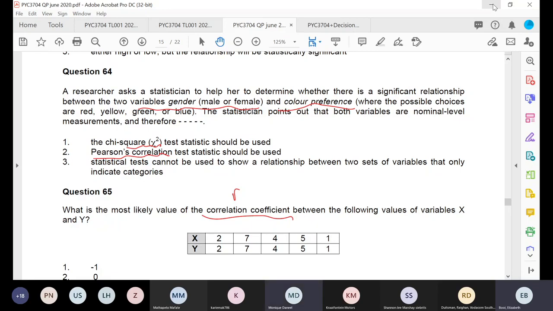Miss Elizabeth? Yes. At the previous question 64, it says the statistician points out that both variables are nominal level. Am I correct if I say the moment I read the word nominal, I already know that it would be the chi-square? Or is there more to it? Okay, yes. So I can just use that as my reference. Yes. Thank you.